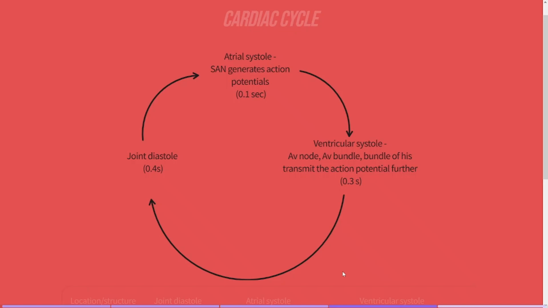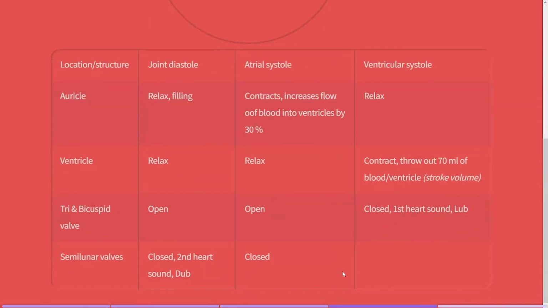So you have to remember that systole means contraction and diastole means relaxation. So in atrial systole, the auricles contract, in ventricular systole, the ventricles contract, and in joint diastole both are relaxed. As you can see in this table, in auricular systole, auricles contract and they increase the blood flow into the ventricles by about 30%. You have to remember this. The ventricles are obviously relaxed when auricles contract, and the tricuspid and bicuspid valves are open because the blood has to flow from auricles to ventricles, and semilunar valves are closed.